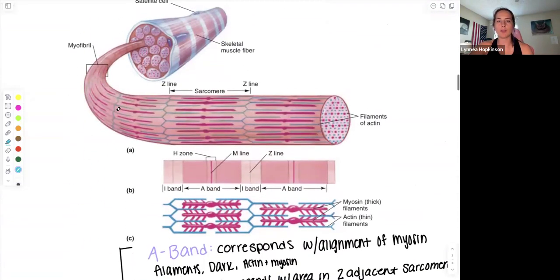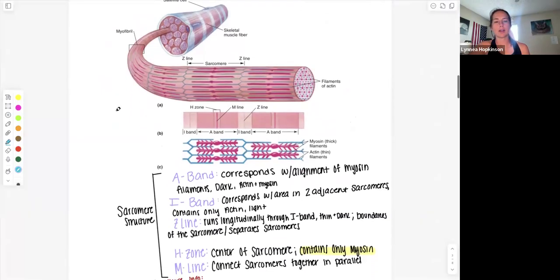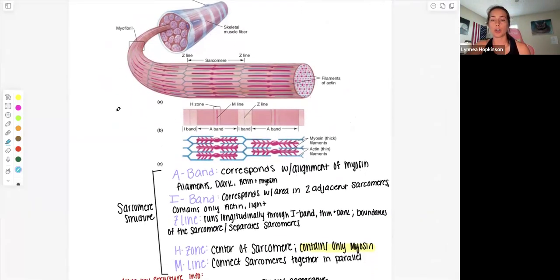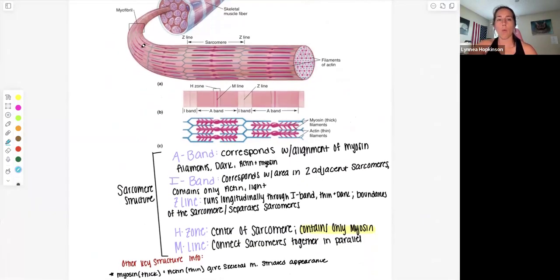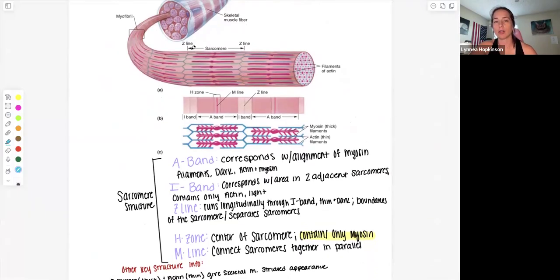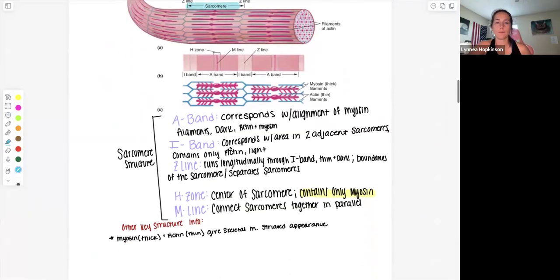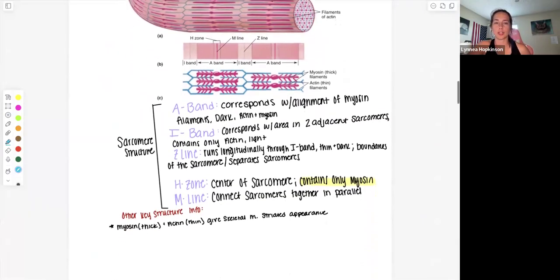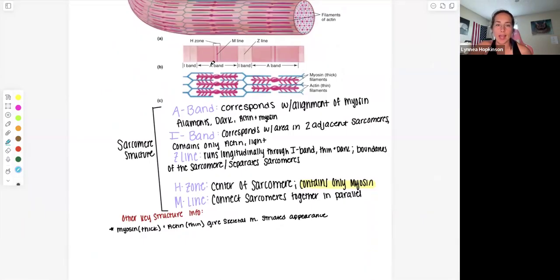Essentially, within a myofibril, we're going to have something called myofilaments, which are our actin and myosin. And within these myofibrils are these contractile units called our sarcomeres. Okay, so looking at a sarcomere structure, we're going to have an A band, which is here, and it corresponds with the alignment of our myosin filaments, which are these dark pink filaments here.